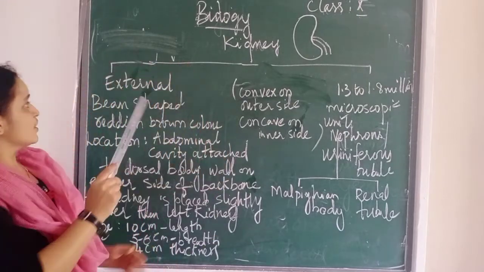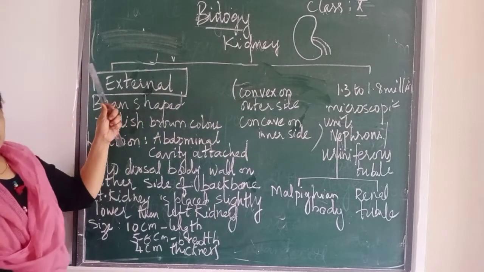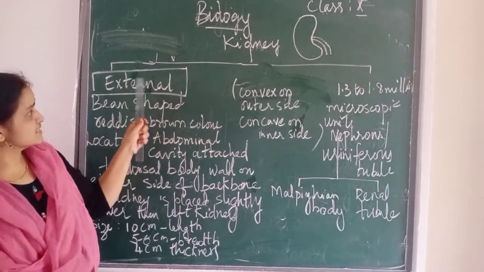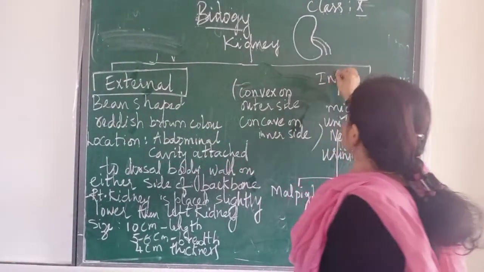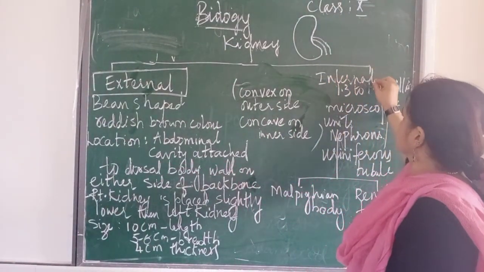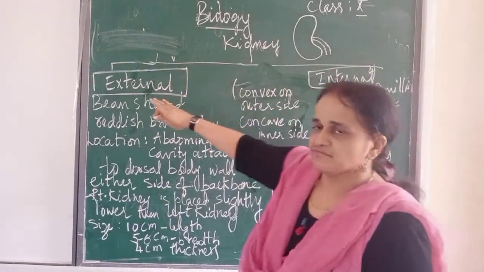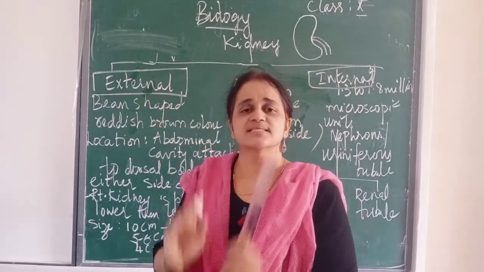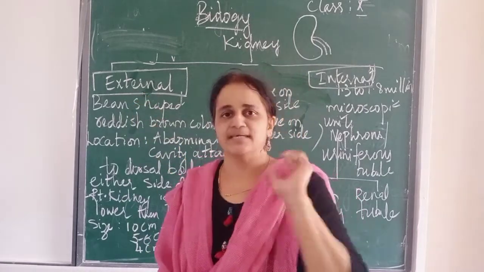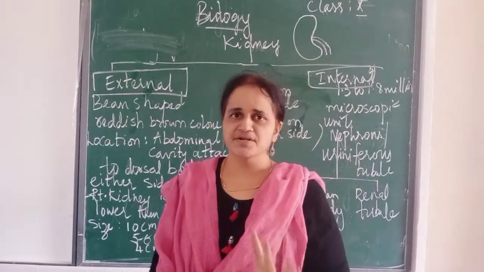You have to write all this. We are going to see both types of characters. In kidney we are going to see first the external characters, then we will move to the internal characters or internal structure of kidney. So we are in which structure now? External structure of kidney. How does a kidney look externally? So in that, first you have to tell the location of kidney. Did you understand the location?